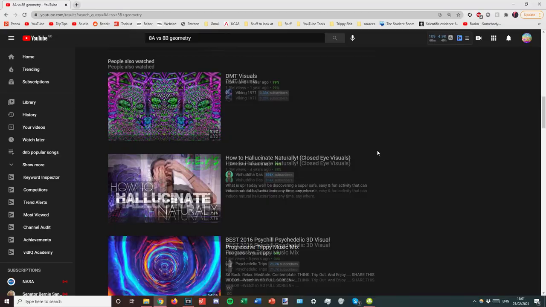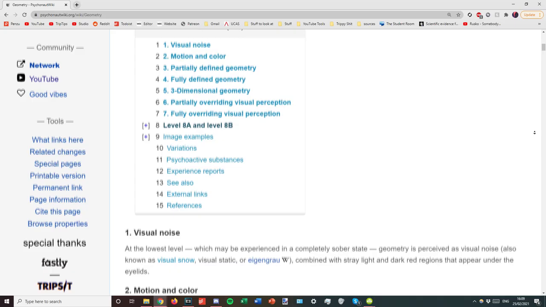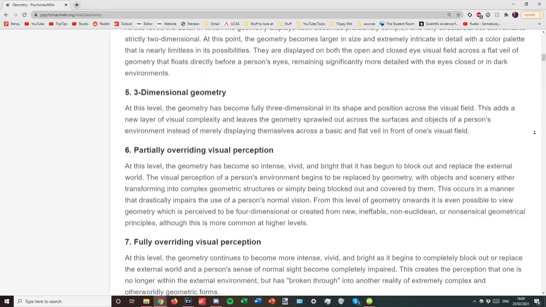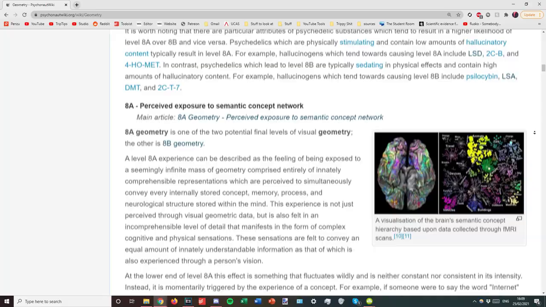Psychonaut Wiki defines different levels of visual intensity that you might get from a trip. But what's really interesting is that level 8, the last level, actually splits off into two. And after reading the descriptions, I can personally confirm that they're almost as accurate as The Simpsons.